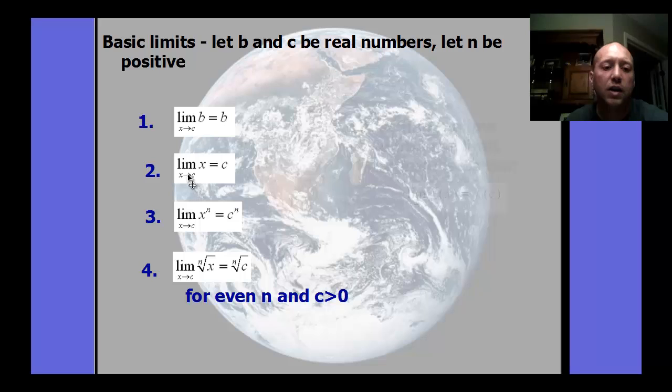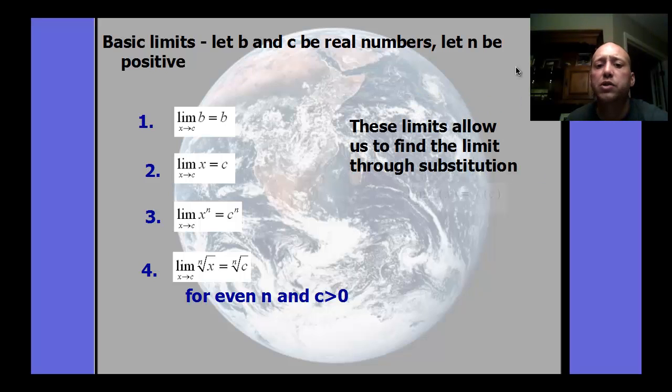It's not changing. The limit as x approaches c of x is just c, because x will be whatever c is if x equals c. And x to the n would just be c to the n. You just actually find the value. And then same thing with the roots, knowing that c has to be greater than 0. These limits allow us to find the limit just through substitution.